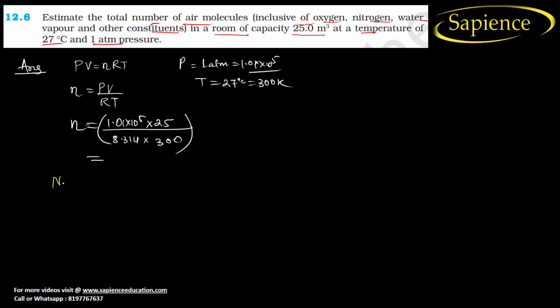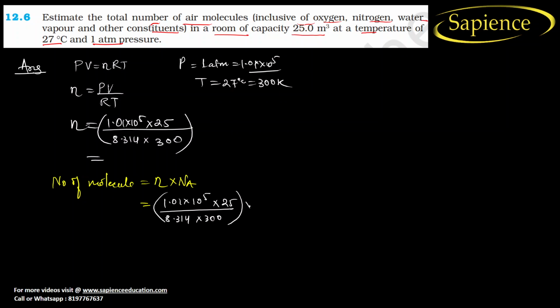As we know the formula, the number of molecules is equal to the number of moles into Avogadro number. This is a very famous formula. So we need to put the number of moles as 1.01 into 10 to the power 5 into 25 divided by 8.314 into 300, into 6.023 into 10 to the power 23. When we multiply these things, we will approximately get a value equal to 6.097 into 10 to the power 26 number of molecules.